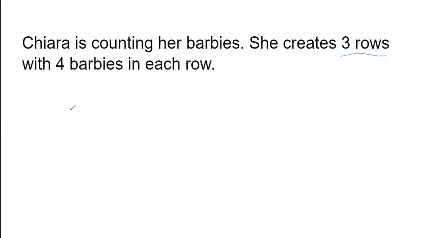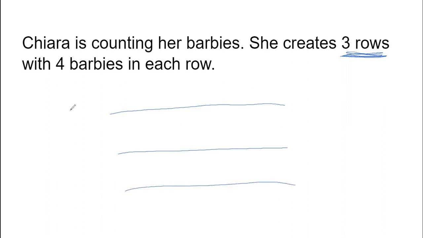The first bit of information I'm looking at is that she creates 3 rows. To help me see that, I'm going to draw 3 lines across to show my rows because rows go across. The next bit of information is that there are 4 Barbies in each row. Now, to save time, I'm not going to draw Barbies. I'm just going to draw circles. So on each of the lines that I drew, I'm going to draw 4 circles.